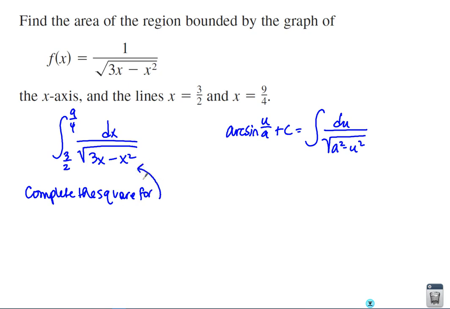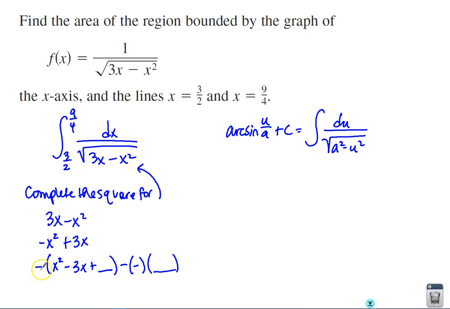for just that guy. So I've got 3x minus x squared. We don't like to write it like that. We're going to make this negative x squared plus 3x. And then I always factor out the coefficient out front. So I've got negative x squared minus 3x plus some blank right here that I have to figure out. And then minus, so if I add it, I have to subtract it. But whatever I'm adding here is getting multiplied by a negative. So whatever I have to subtract, I need to multiply it by the same negative that I have out front. So that way it actually balances, because now effectively here I'm subtracting a term, and so here I need to be adding a term as well.